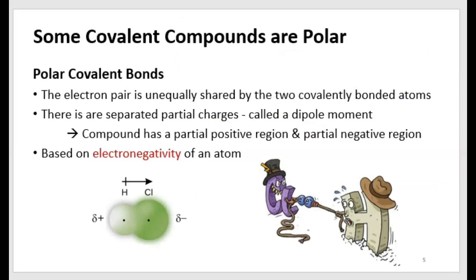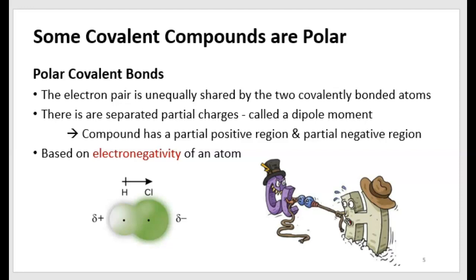So although I have introduced covalent compounds as generally nonpolar, there are some covalent compounds that actually have what we call polar covalent bonds. And this is because even though there's a shared electron pair, those electrons spend more time near an atom that has a higher electronegativity. It holds on to them tighter.